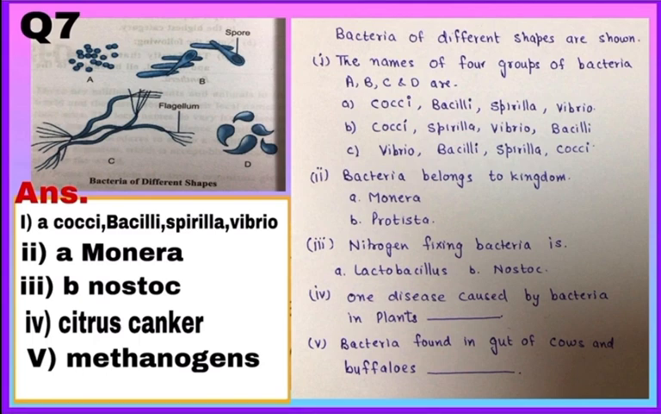Third part of the question, nitrogen fixing bacteria is Lactobacillus or Nostoc. Nitrogen fixing bacteria is Nostoc. So correct choice is B, mark B. Fourth part of the question, one disease caused by bacteria in plants. It is citrus canker caused by bacteria in plants. Fifth part of the question, bacteria found in gut of cows and buffaloes. Methanogens are found in gut of cows and buffaloes.